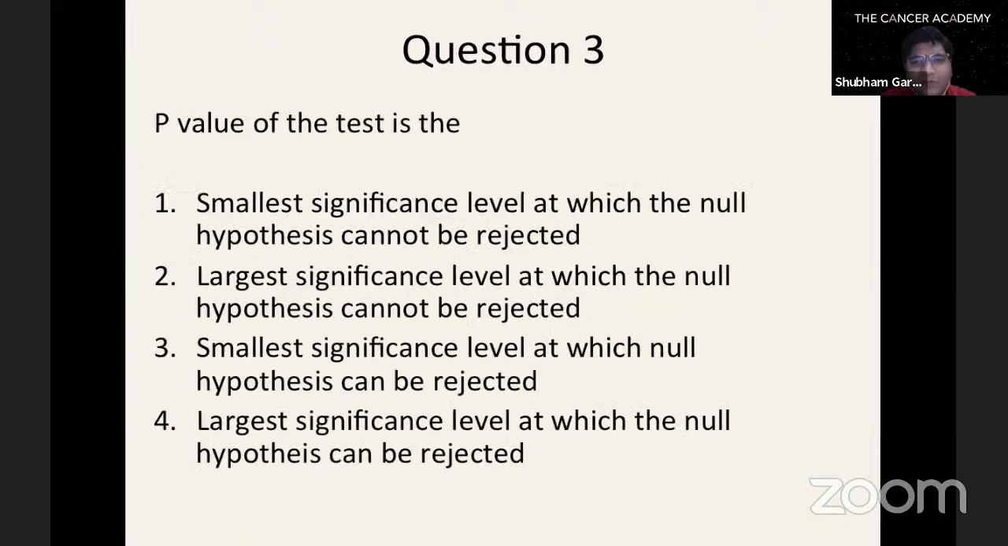Okay, so a longish question. How do we define p-value? The p-value of the test is the smallest significance level at which the null hypothesis cannot be rejected. It is the largest significance level at which the null hypothesis cannot be rejected. It is the smallest significance level at which the null hypothesis can be rejected, and it is the largest significance level at which the null hypothesis can be rejected. So the significance level, either the smallest or the largest, and whether the null hypothesis can be rejected or accepted with the p-value.